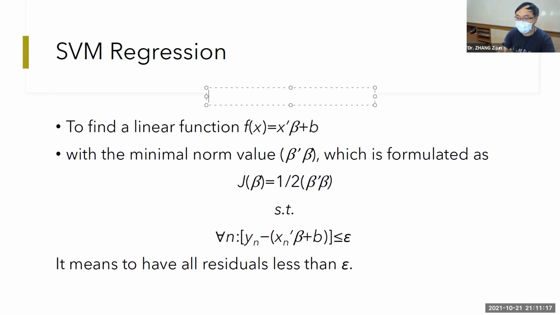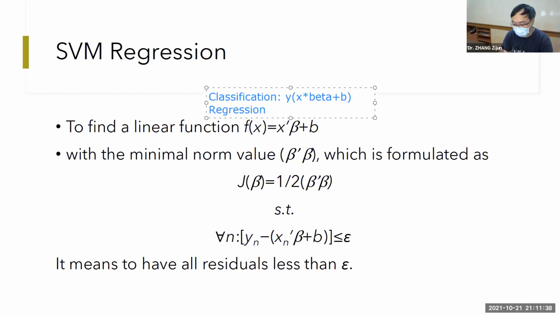So for classification, usually people will use such kind of x multiplied by beta plus b. Okay. Using this form, but regression in SVM, you see the difference is y minus x multiplied by beta plus b.